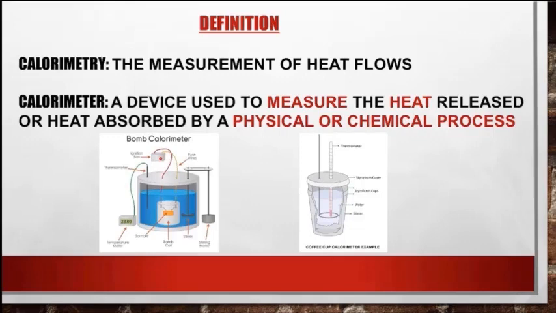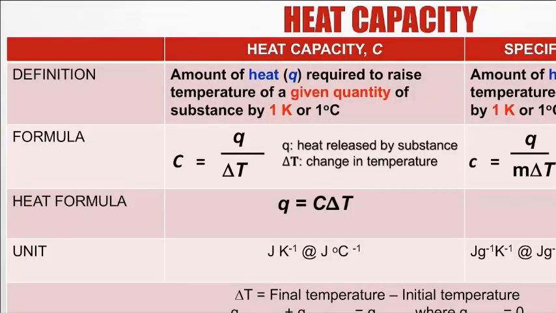Shown here are the two types of calorimeters that you will learn about. Stay tuned! Since calorimetry is about the measurement of heat, each substance involved will have a certain amount of heat capacity. Now, what is heat capacity? Heat capacity, or the symbol capital C, is the amount of heat, or Q, required to raise the temperature of a given quantity of a substance by 1 Kelvin or 1 degree Celsius.